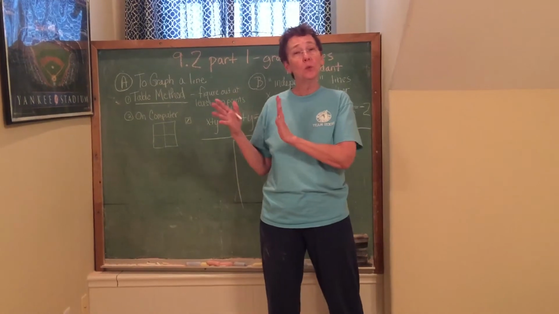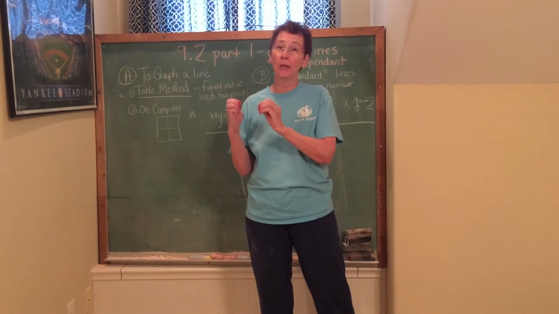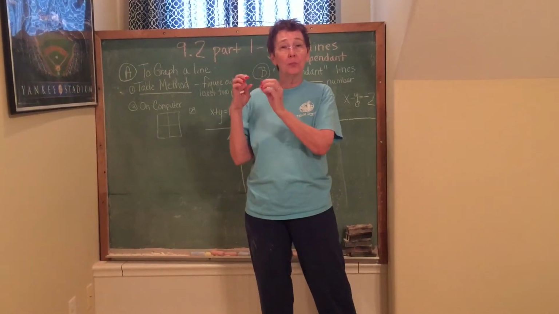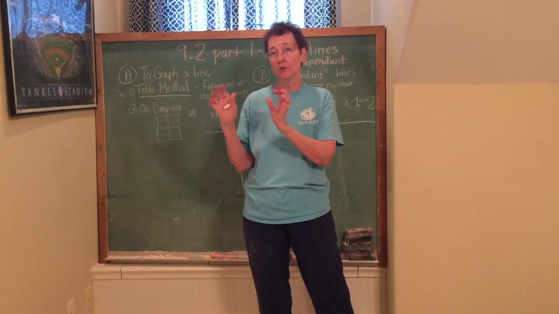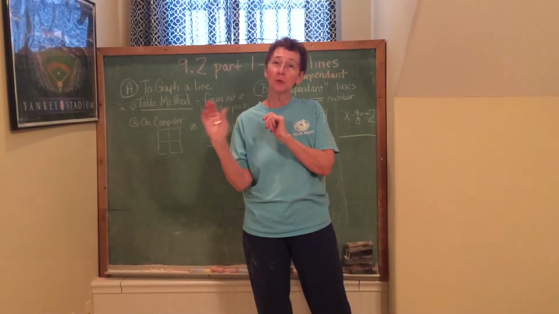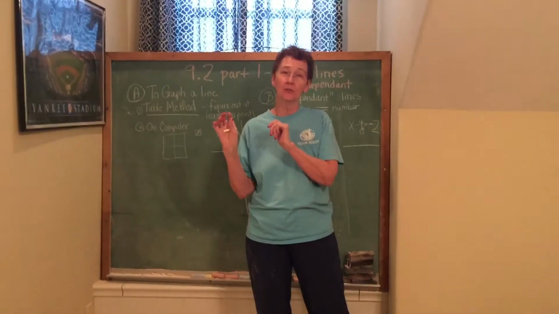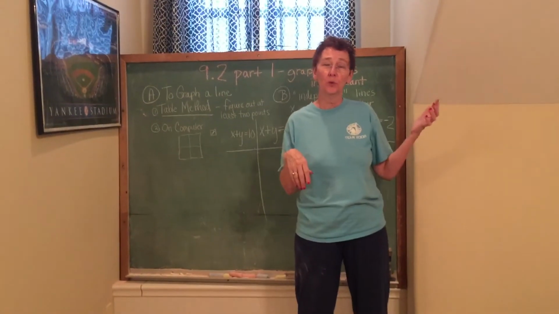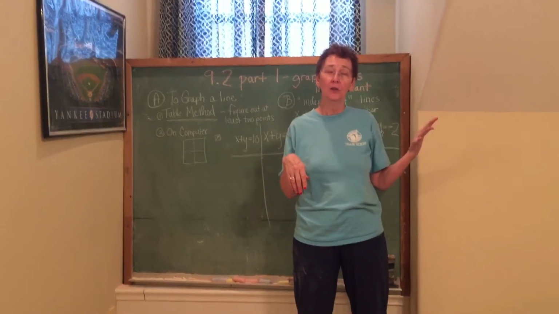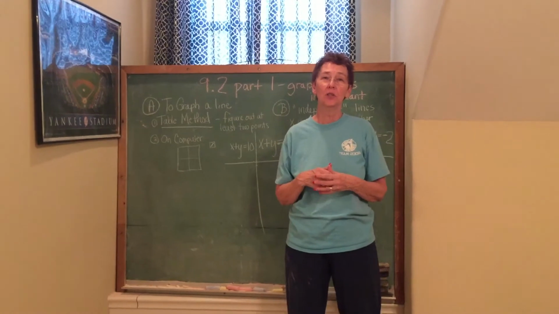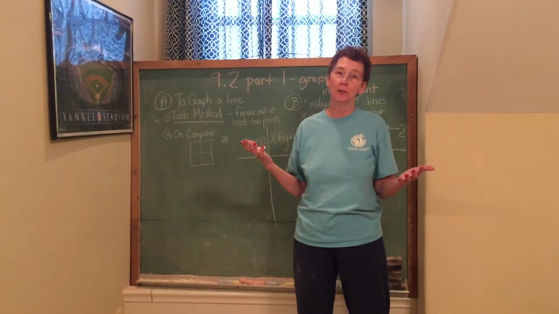In 9.1 we talked about graphing a point, and we talked about every point has an ordered pair that goes with it. We call the first number, how much you go across, the x value, and the second number in the ordered pair we call the y value. So that's why you'll often hear this say graph this on an xy plane.